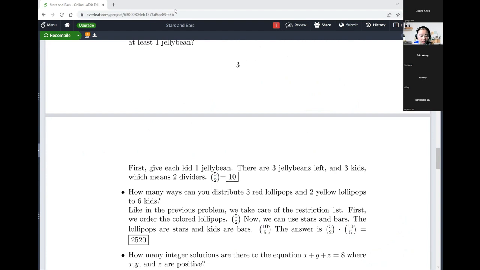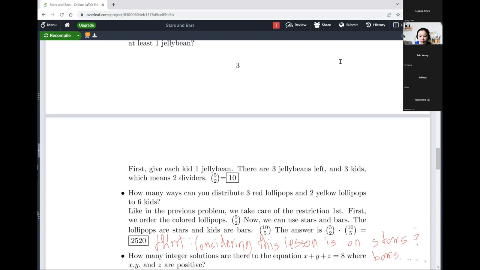So here's our next problem. How many integer solutions are there to the equation x plus y plus z equals 8, where x, y, and z are all positive? Okay, I'll explain this one now because this is a relatively easier problem in the world of stars and bars, I guess. So we have x plus y plus z equals 8.